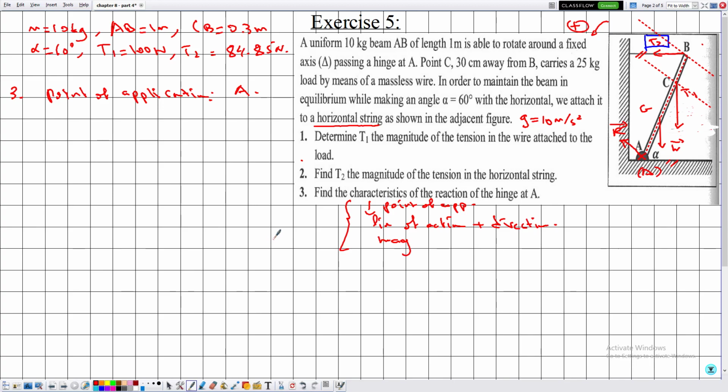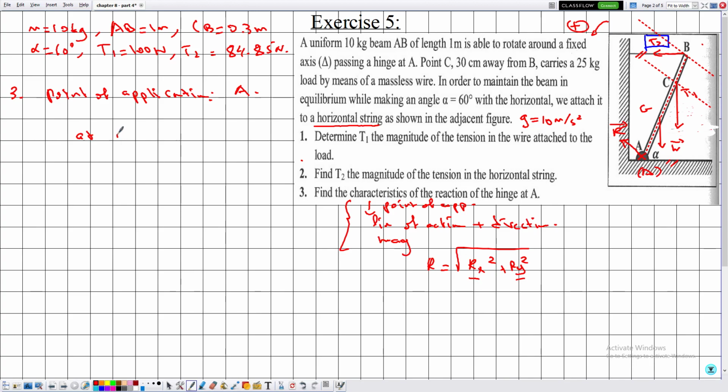Now let's find the magnitude. How can one find the magnitude? The magnitude is given by R, which is the square root of Rx square plus Ry square. So once we find the value of Rx and the value of Ry, we can determine the value of R. Rx and Ry can be determined using Newton's second law, the equilibrium condition for translation.